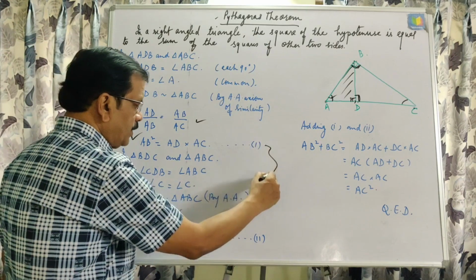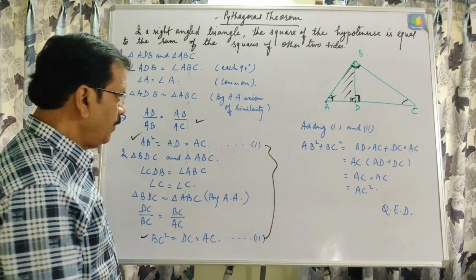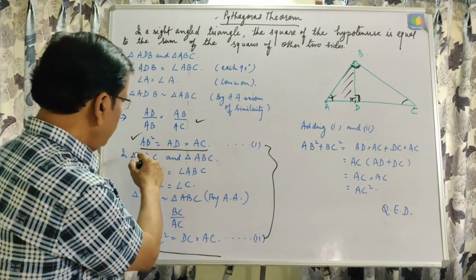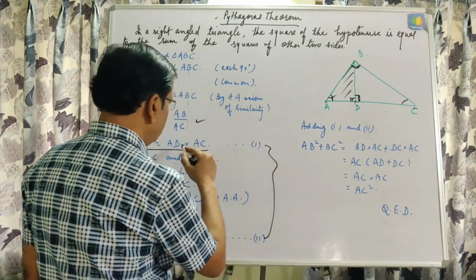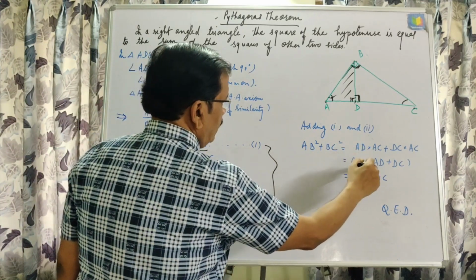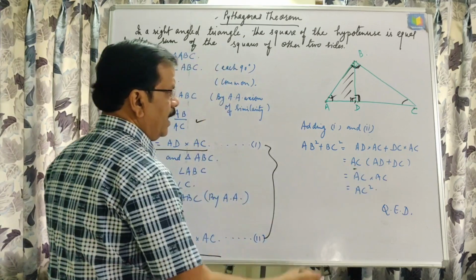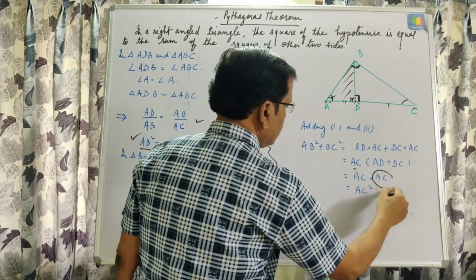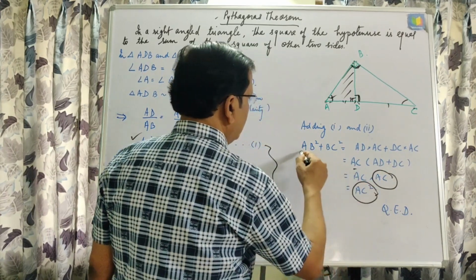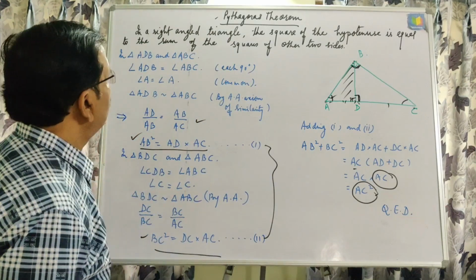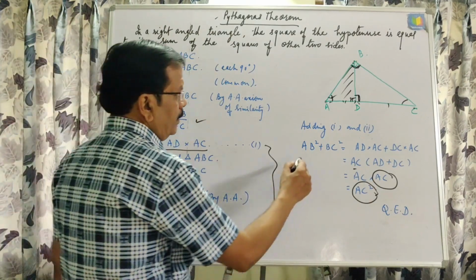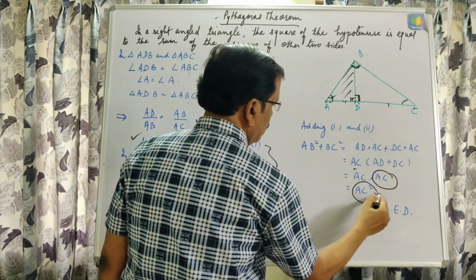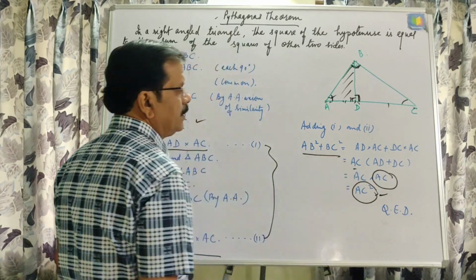Now we can add these two equations, and we get AB square plus BC square is equal to (AD plus DC) into AC, and AD plus DC is equal to AC. So writing AC in place of AD plus DC, we get AC square. This way, in any right angle triangle, the square of the hypotenuse is equal to the sum of the squares of the other two sides.